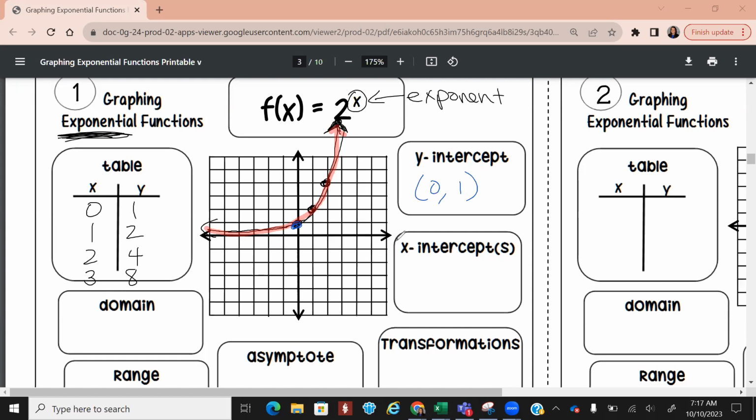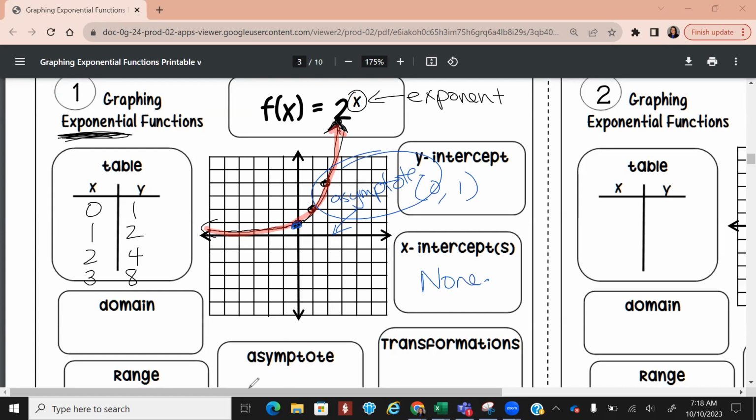Did it ever cross the x-axis? No. So there are no x-intercepts. This gets really, really, really close, but never touches. Y'all know what that is called in the math world? This is going to be called an asymptote. Exactly, an asymptote. So don't touch the asymptote. The asymptote is where it approaches but never touches.